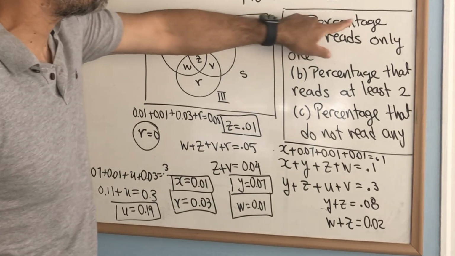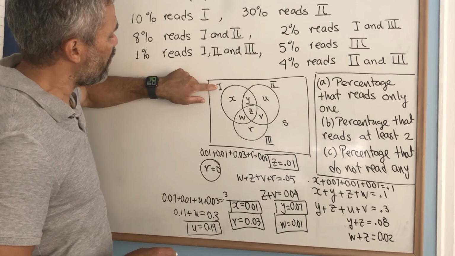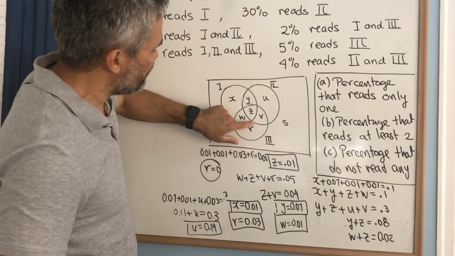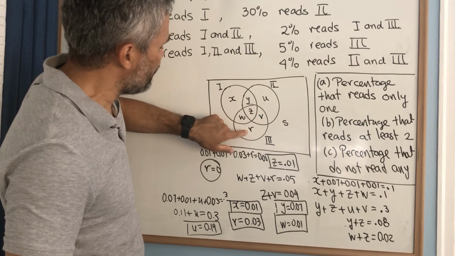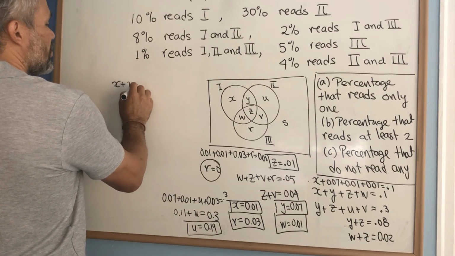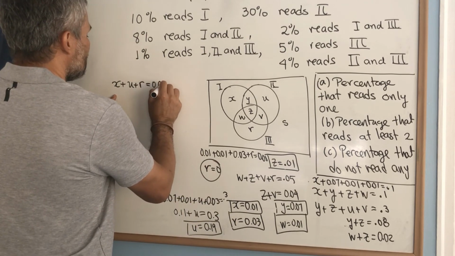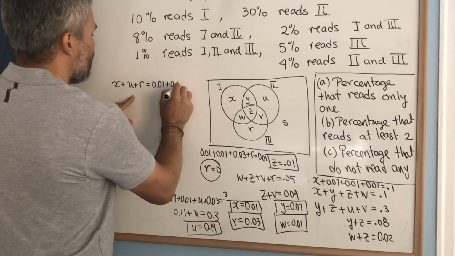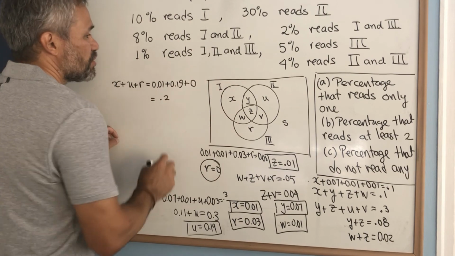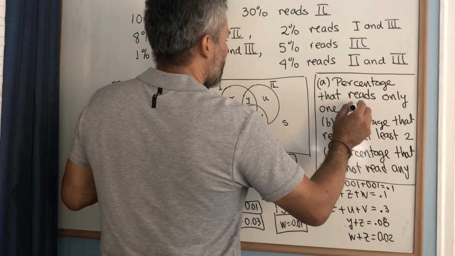Now we can do part A. Part A is percentage that reads only 1. Notice that this region X includes people who read only 1. This region U includes people who read only 2. And this region R includes people who read only 3. Then the answer for part A would be X plus U plus R, and X is 0.01 plus U, which is 0.19, plus R, which is 0. Then this is 0.2. Then in this case, the answer is 20%.